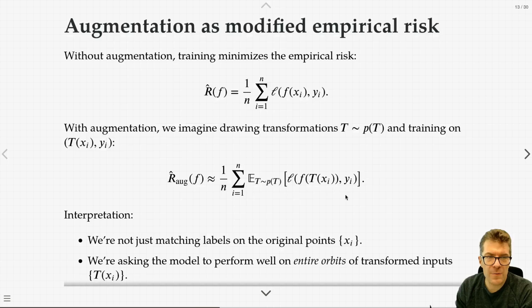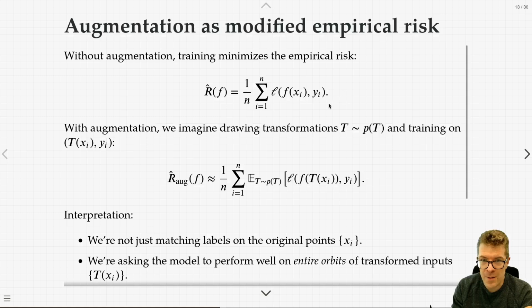A little bit of math. Augmentation can be thought of as a modified empirical risk. So without augmentation, training minimizes the empirical risk. We've seen this many times already. This is without any kind of regularization. With augmentation, we can imagine drawing transformations t from this probability distribution and training on a modified set, the transformations of x and the original labels y.